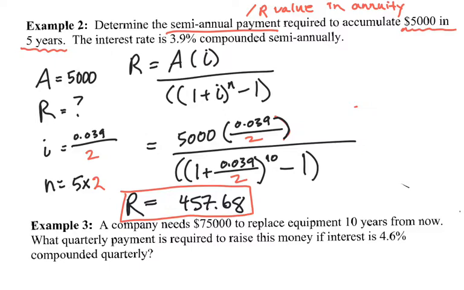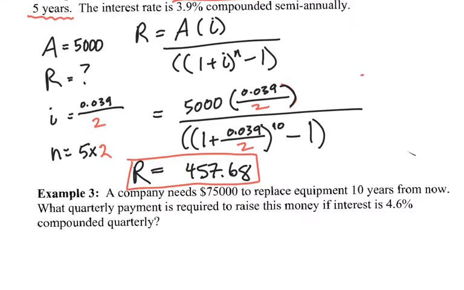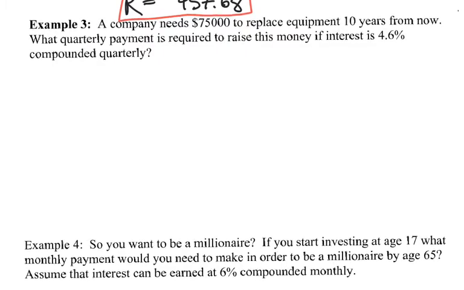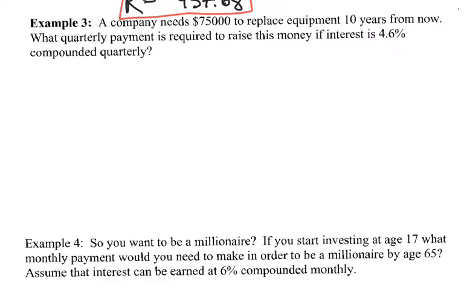Now, we're going to continue on with our next problem. Let's make sure that every time we're doing these things, we're making sure those numbers match. A company needs $75,000 to replace equipment 10 years from now. What quarterly payment is required to raise this money if the interest is 4.6%? The A value definitely has to be 75,000, because that's what we need to have at the end of the period.